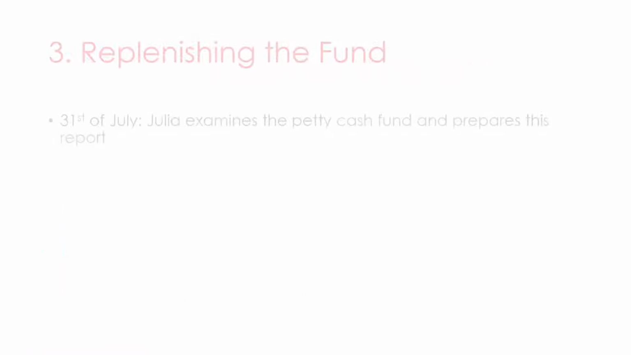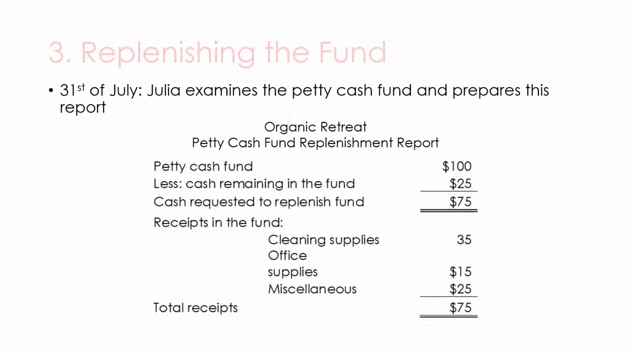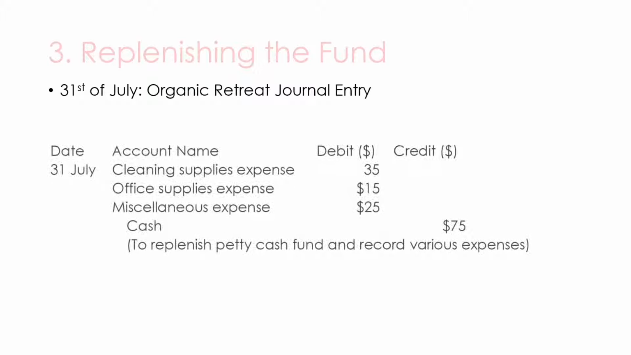To illustrate this, suppose on the 31st of July, Julia examines the petty cash fund and prepares this report. It is evident here that Julia has $25 remaining in the fund as Jackson's receipts total to $75. This demonstrates that Julia needs $75 to replenish the funds. Julia then prepares the following journal entry.